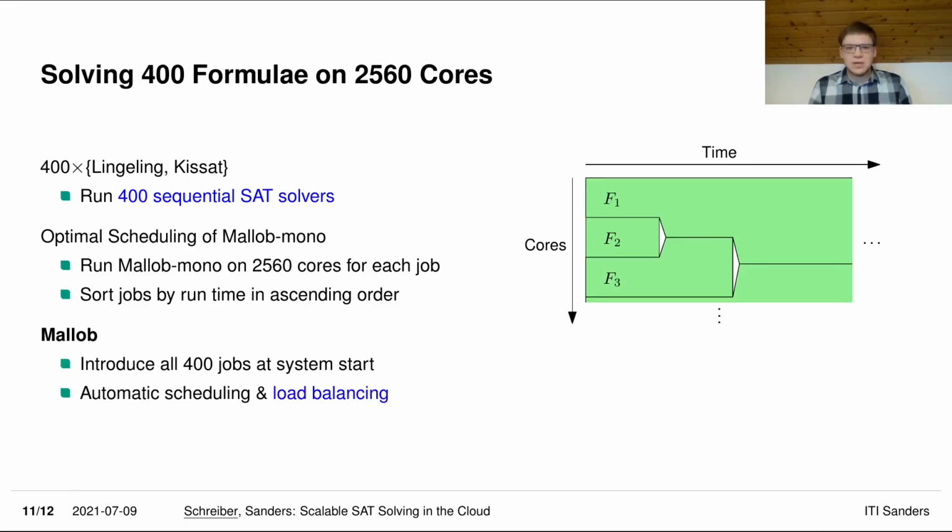And then, last but not least, of course, we also run our Mallob system where we just introduce all of the 400 jobs at system start, and then we see what happens regarding its load balancing and job scheduling. Here we can see that as more and more jobs finish, like here F2 and F3, the remaining jobs, F1 in this case, receives more and more resources, which help to accelerate its resolution.